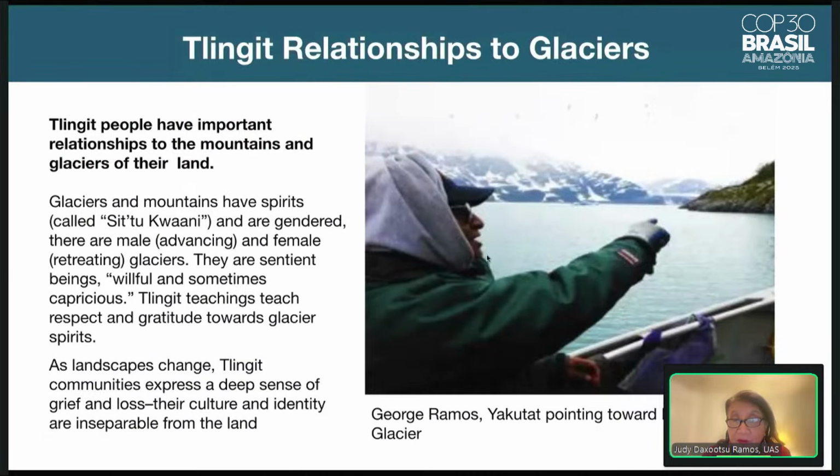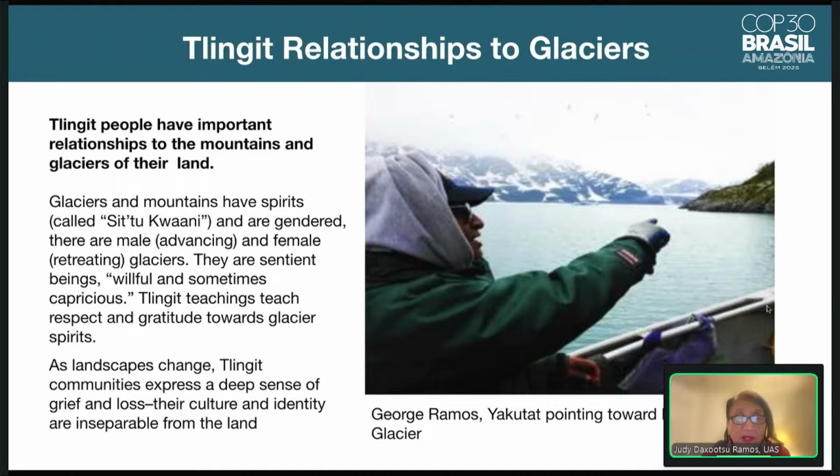So this is a photo of my father. He was the knowledge holder about the traditional hunting camps as the glacier receded from the mouth of Yakutat Bay. And he's pointing up towards Hubbard Glacier. So we have a very special, important relationship to glaciers in our land.